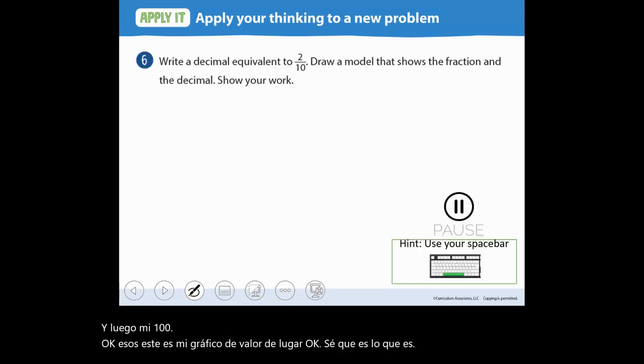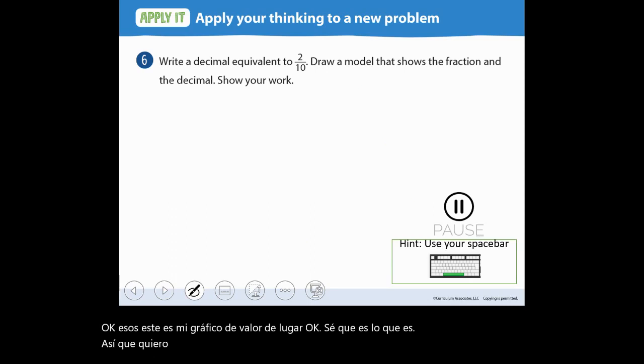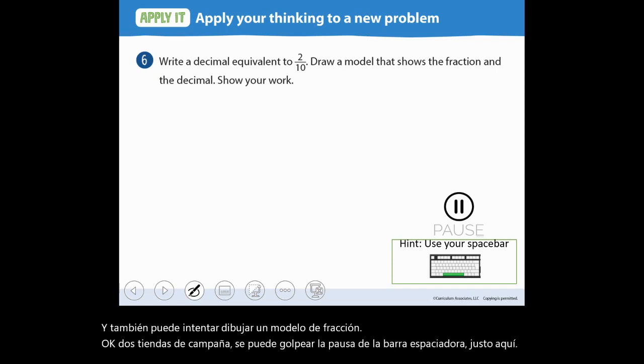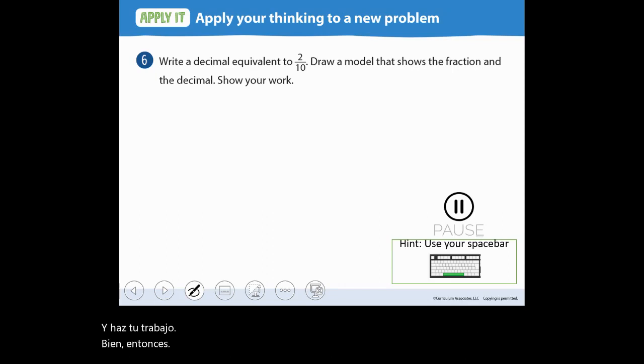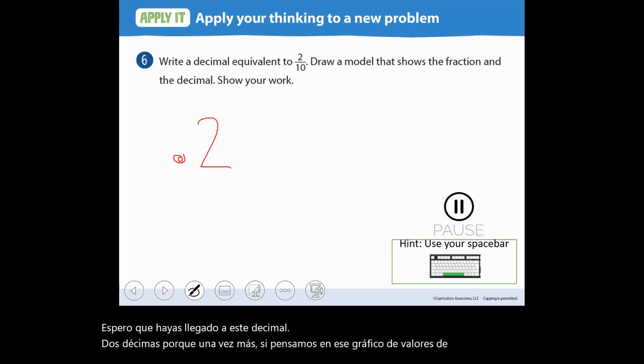So I want you to look at this one: write a decimal equivalent to 2/10, and you can attempt to draw a fraction model as well. Okay, 2/10. You can hit the space bar, pause right here, and do your work. Okay, so I'm hoping that you got to this decimal, because once again, if we think about that place value chart, we're one place past the decimal point.